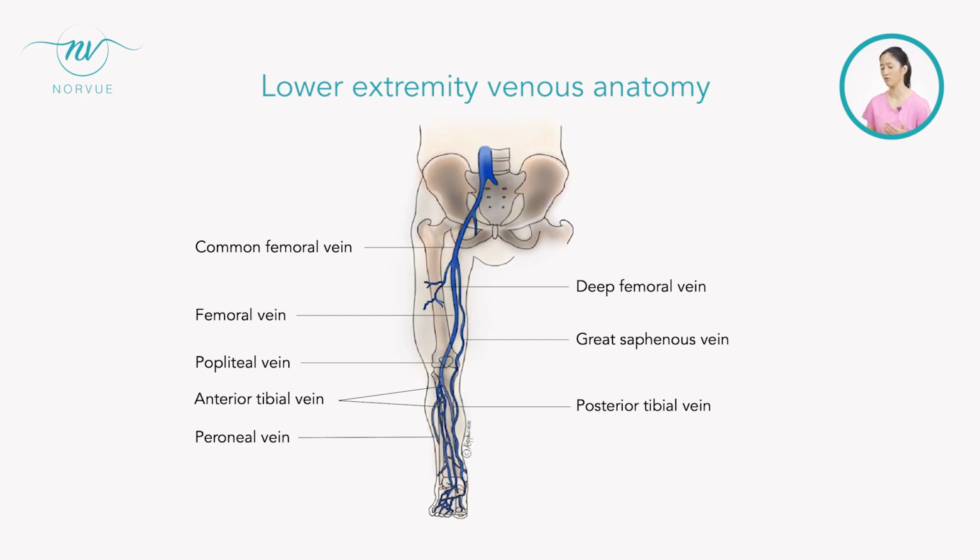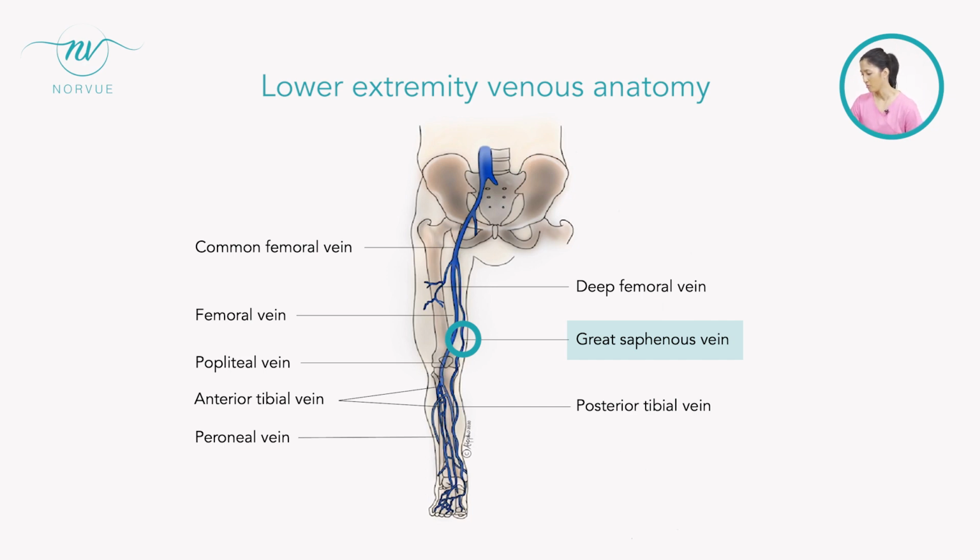This is an illustration of the venous system of the leg. We will start by identifying the common femoral vein, which is located right here, just below the inguinal ligament. From this vein, it continues down the leg and bifurcates into two different veins. The first one is the deep femoral vein, which is located lateral to the common femoral vein. And the second one is the great saphenous vein, which is located medial to the common femoral vein.